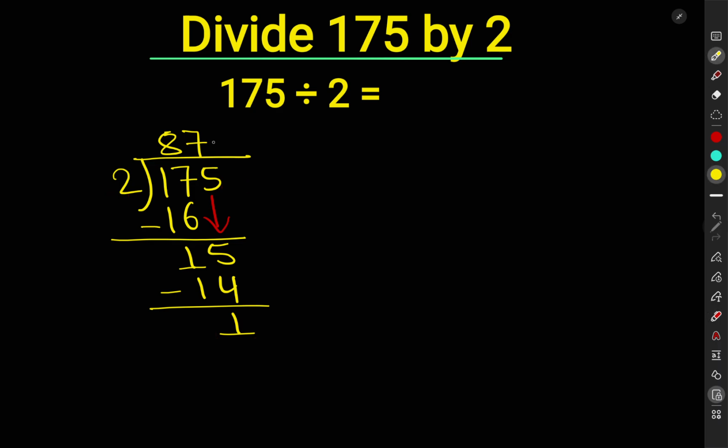So we put here a decimal so that we take 0, and 2 times 5 means 10. On subtracting we got 0. So 175 divided by 2, we got 87.5.